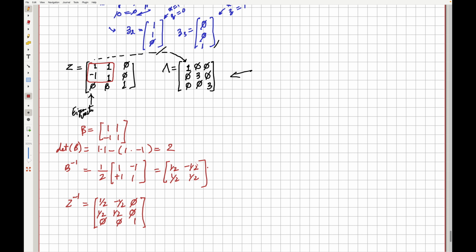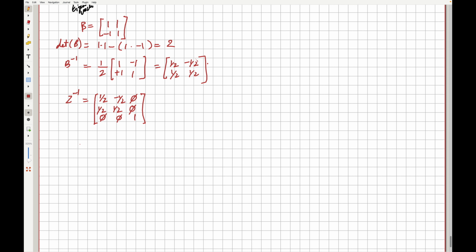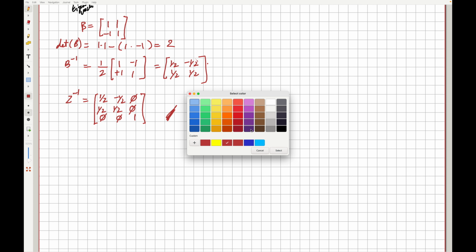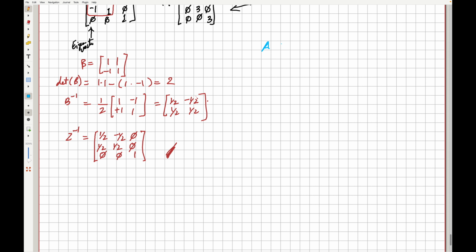And why was this possible? Just because these off-diagonal terms in the bottom row and the last column are 0, therefore this was a shortcut. Once we have the values for Z inverse, we can now verify if A is equal to Z lambda Z inverse. So let's do that. We first calculate the value for these two.